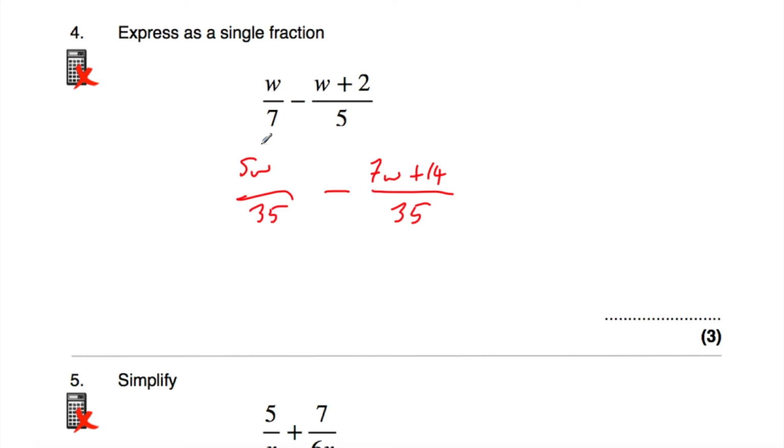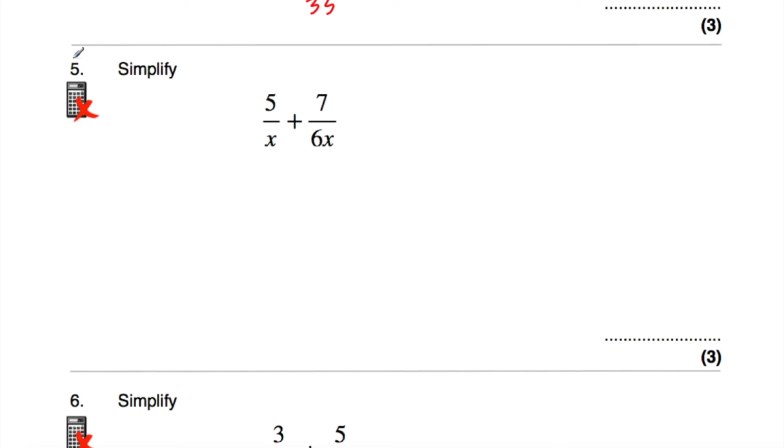So we multiply both of these by 5 to get 5w over 35. And we multiply both of these by 7 to get 7w plus 14 over 35. Now this is fantastic, we've now got two fractions with the same denominator. So let's take away the numerators. So 5w take away 7w would be minus 2w. And then we're also taking away the 14, so it's going to then be minus 14. And the denominator will stay the same, it'll remain 35. So the answer is minus 2w minus 14 over 35. And that's it. Okay, let's have a look at our next question, question number 5.